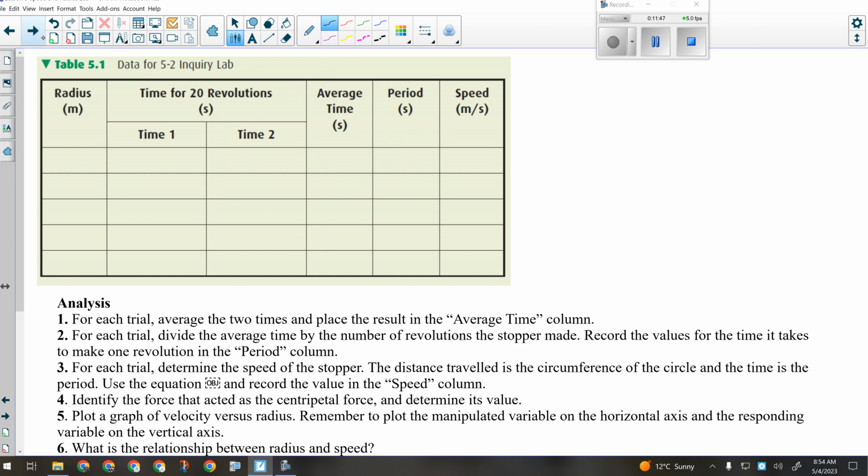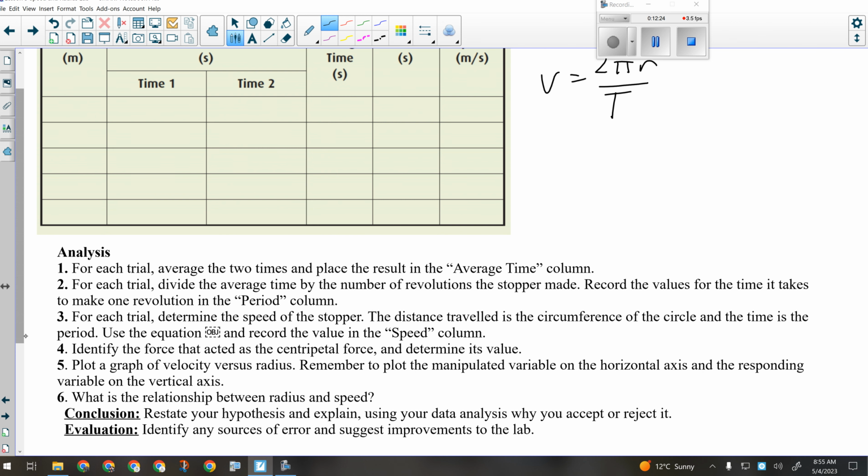So you're going to write those times in here, then add them together and divide by 2 to get your average time. That's the time for 20 revolutions. We want the period, which is the time for 1 revolution. So we're going to take that and divide by 20, and we're going to have the period. And then we can calculate the speed from there, and we will simply use that formula to do it. Everybody with me on that? All right.